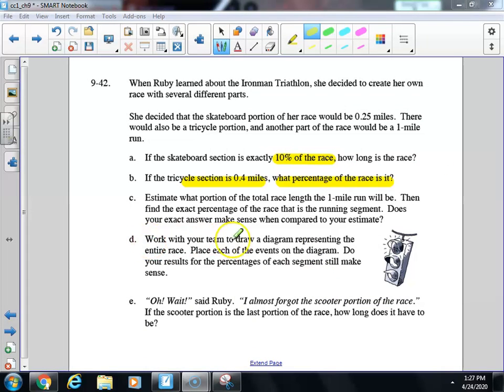So letter D says, work with your team to draw a diagram representing the entire race. Place each of the events on the diagram. Do your results for the percentages still make sense? So go ahead and draw a diagram.